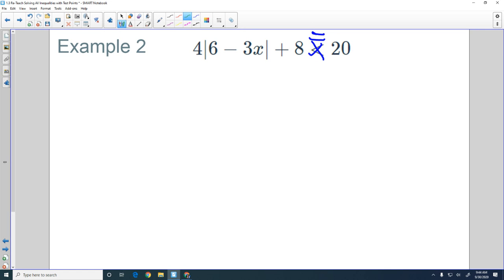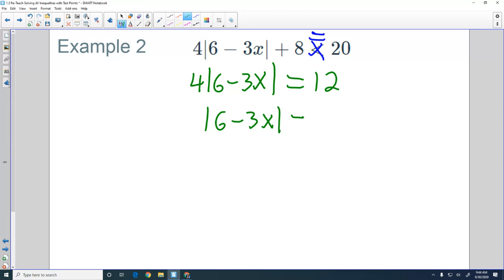So when you're solving an equation, always cancel out whatever's being added or subtracted first. So I'm going to subtract 8 from both sides, which gives me a 12 on the right. Then we divide by the 4 that's in front of the absolute value because it's being multiplied, so we have to divide to cancel it out, which gives us a 3.